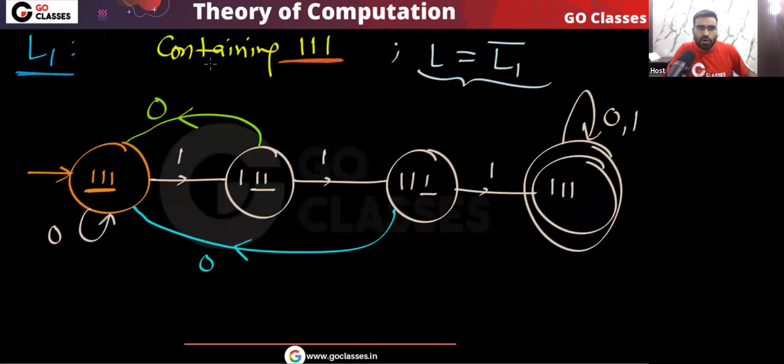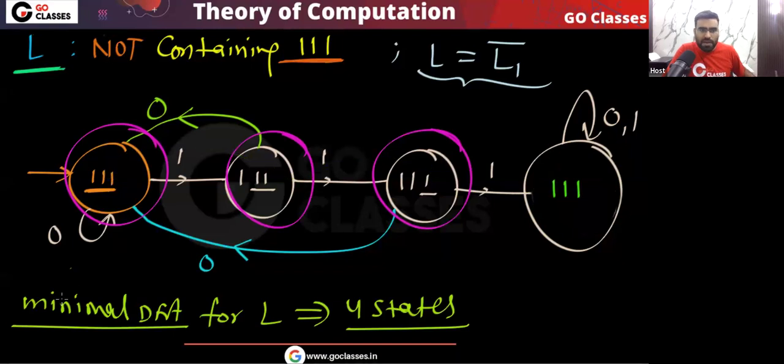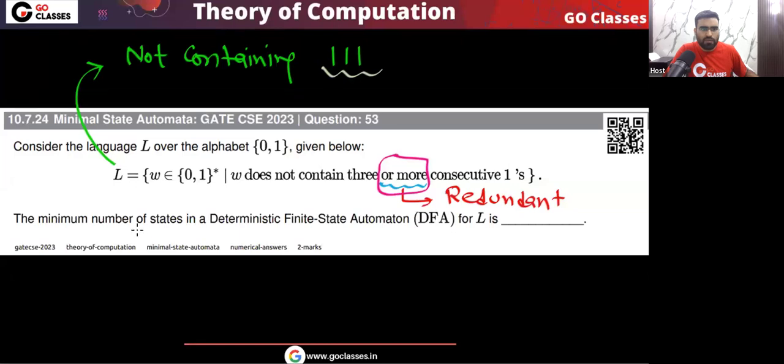What we did, remember, for containing triple one, we created the minimal DFA for L1. Now in this minimal DFA, if I complement the states, then I will get the minimal DFA for L. So the answer will be 4 states. Is this clear? Very easy. The number of states in the minimal DFA for this language L will be 4.